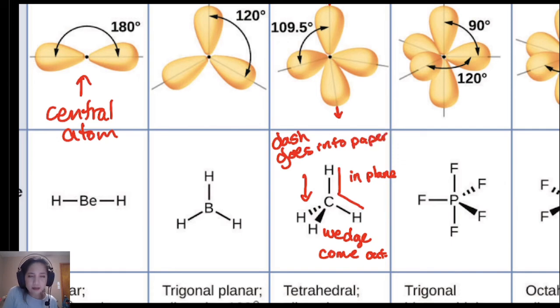So just keep that in mind. Try to see it in your mind in 3D space that half of the molecule is in the plane of the paper, 1 hydrogen's popping out at you, and the other one's going back. So you can see that this molecule exists in 3D space.